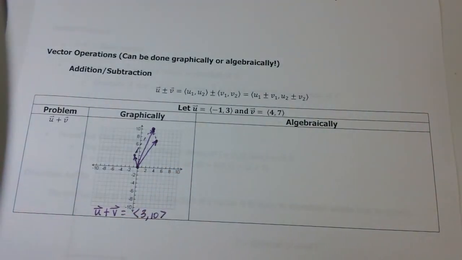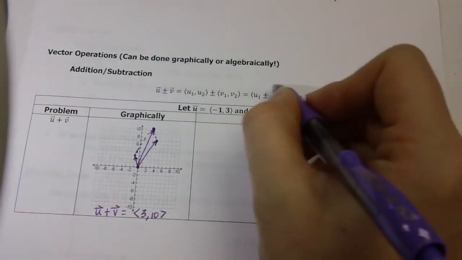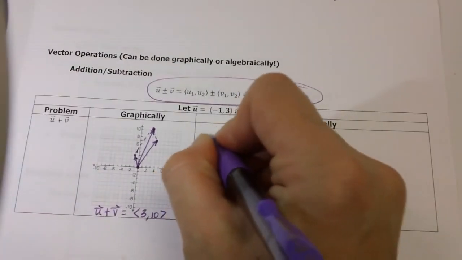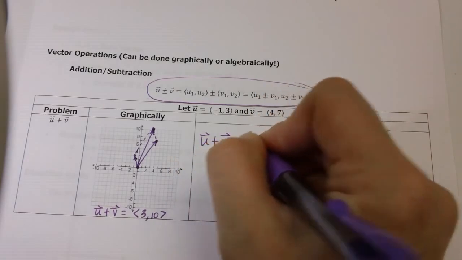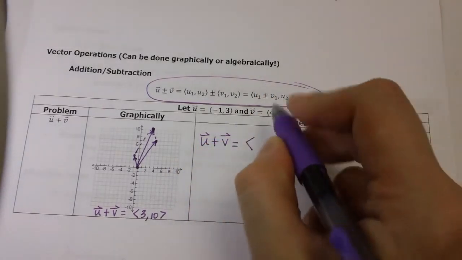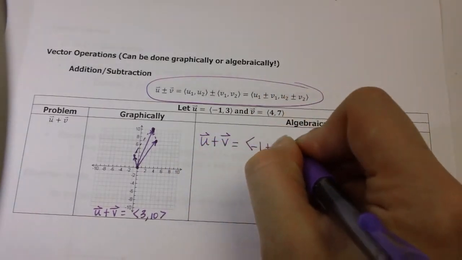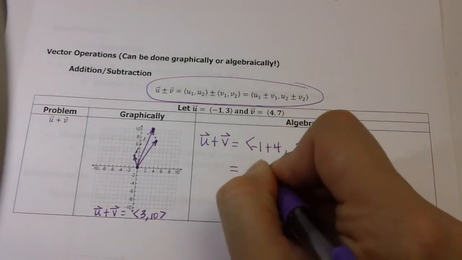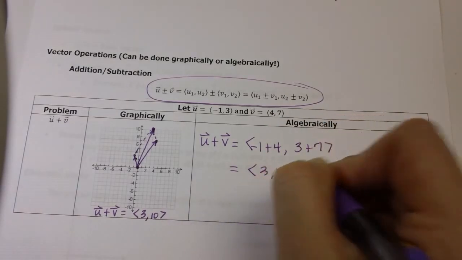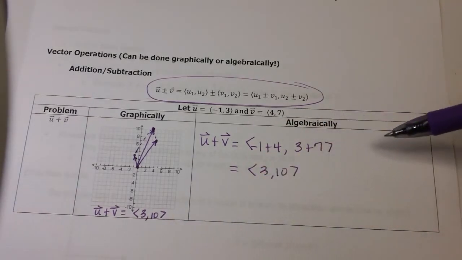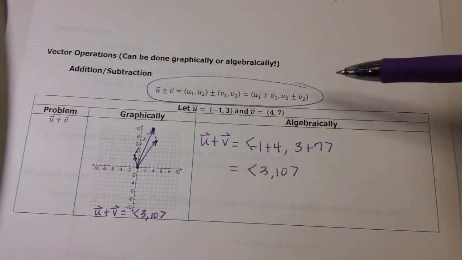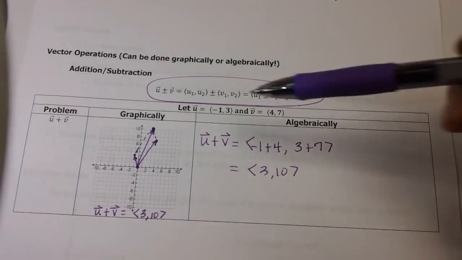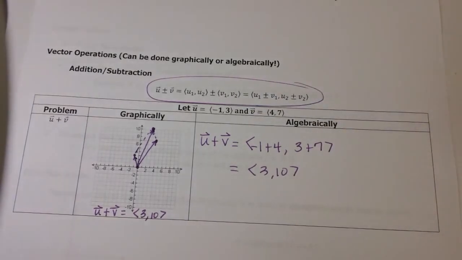Okay, so that's how you would do it graphically. If we want to do it algebraically, we're just going to plug it into this equation right here. So we would take u plus v, which is equivalent to adding these, -1 plus 4 and 3 plus 7, which gives us 3, 10. Obviously, algebraically is going to be a lot easier and quicker for us since we're just adding our first terms and adding our second terms. Okay.